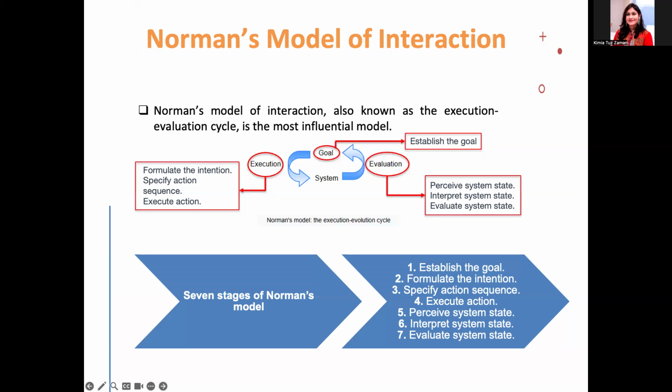So there are seven stages of Norman's model. The whole process of interaction explained above can be divided into seven stages: establish the goal, formulate the intention, specify action sequence, execute action, perceive system state, interpret system state, and then evaluate system state.